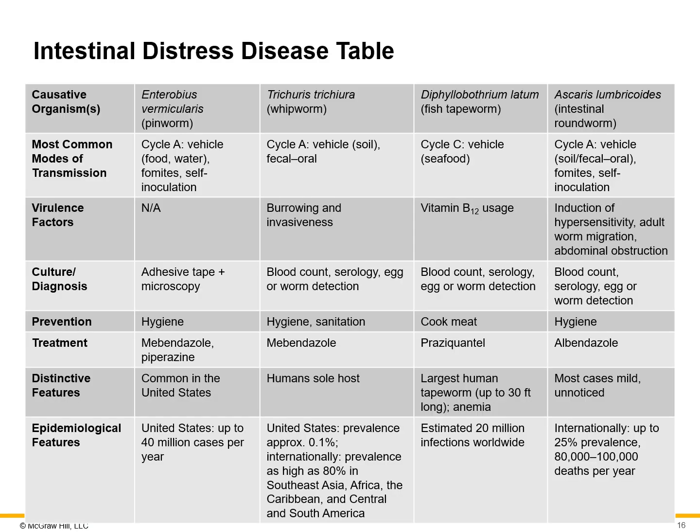So our intestinal distress, again, just meaning they're causing various problems of the intestine. So again, our pinworm, whipworm, that tapeworm, and then the intestinal roundworm. Again, not concerned that you know which cycles they're using. But again, some of the hallmark features of these is what we're looking for.